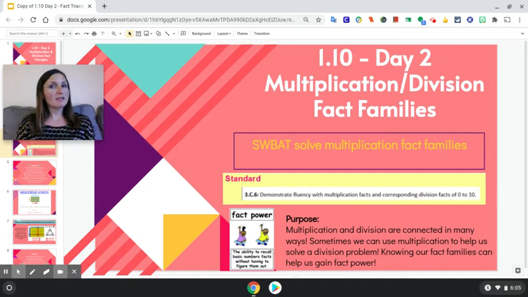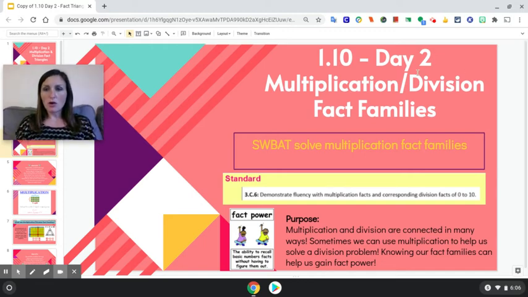This is going to be our second day looking at this, but we're going to look at a few new things today that we didn't look at yesterday. Today we're looking at multiplication, division, fact families. We're going to see how these things, multiplication and division, that we looked at separately, actually go together really well.